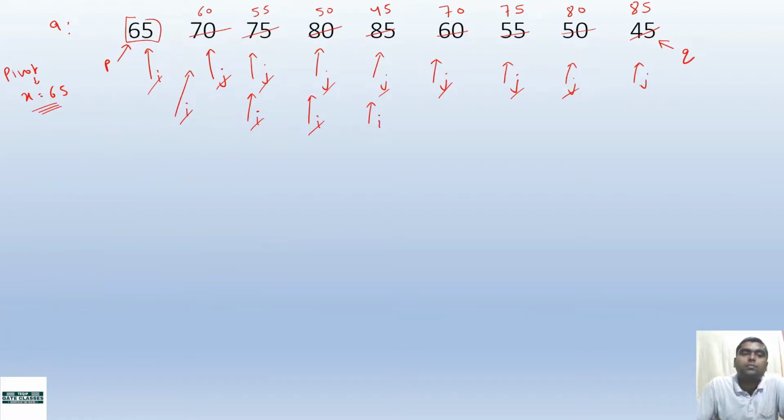Okay, so A of 1 is what? A of 1 is 65, and what is i? i is here. So finally we will interchange this and this. So this 45 and 65 will be interchanged. So here it is 45 and here it is 65. Okay, and we will return i. So see here, we are returning i.